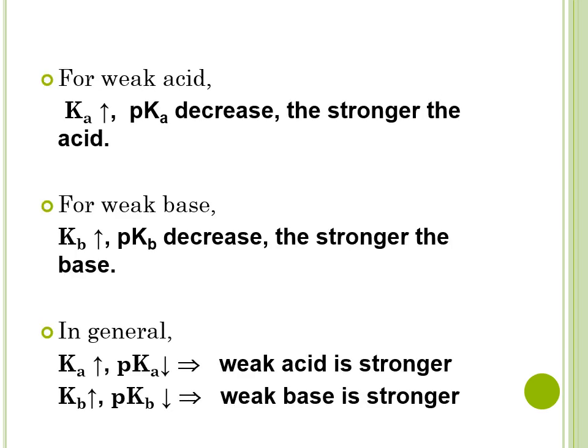For a weak acid, the higher the Ka, the lower the pKa will be, therefore the stronger is the acid. For a weak base, the higher the Kb, the lower the pKb will be, therefore the stronger the base. In general, the higher the Ka and Kb, the lower the pKa and pKb will be, so the weak acid and the weak base would be stronger.